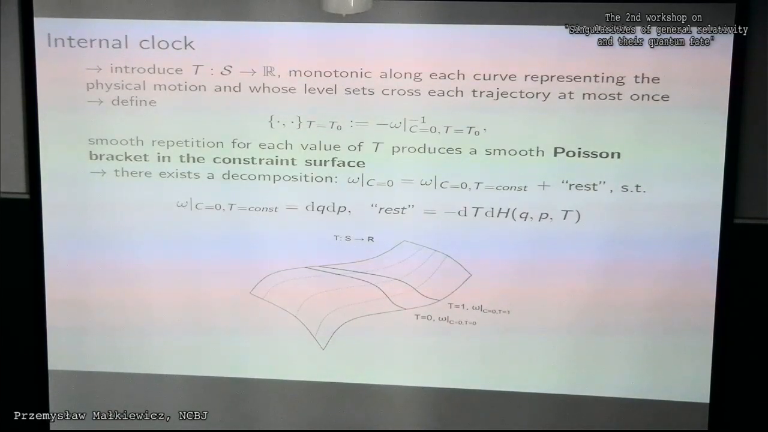So how does it work? People introduce an internal clock, which is a function on the constraint surface which varies along the orbits, and at each level set of this clock, they confine this induced form to it, and then it becomes invertible. So they invert it, and they obtain a Poisson bracket on this gauge fixing surface, and they repeat it smoothly for all clocks. In this way, they define a Poisson bracket on the constraint surface, so they can commute any function on the constraint surface with any other function on the surface. But of course, this procedure is ambiguous. So there are many good internal clocks.